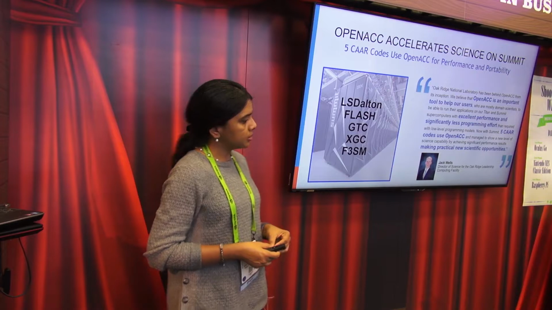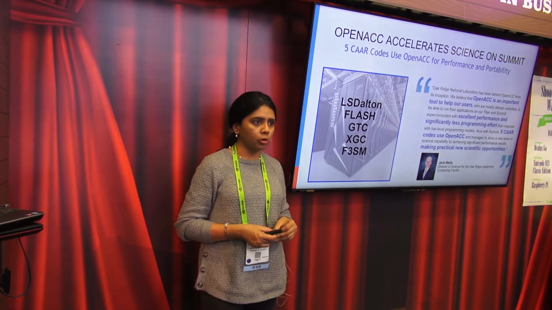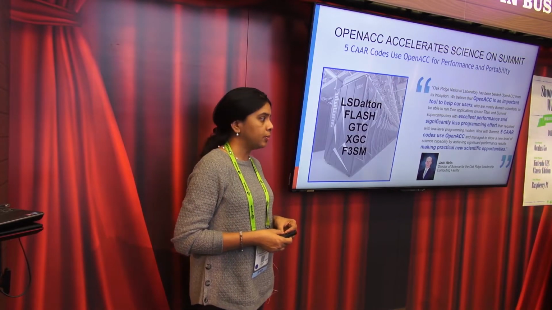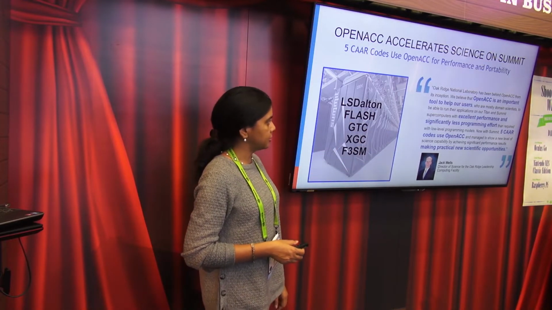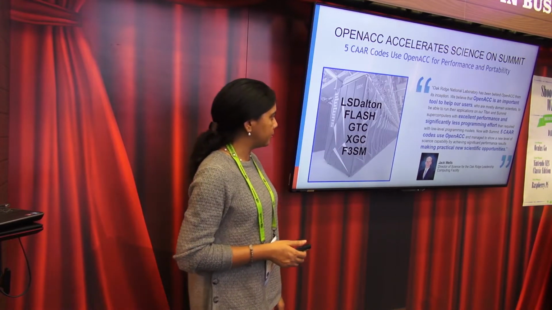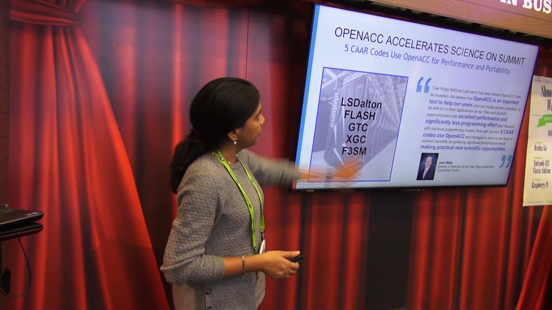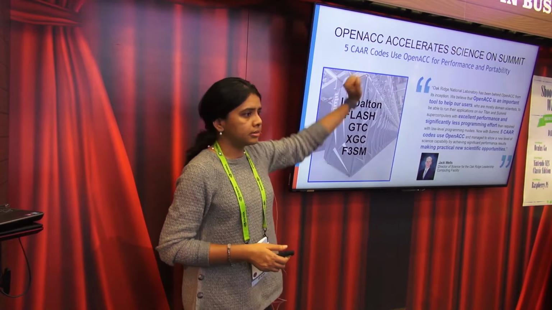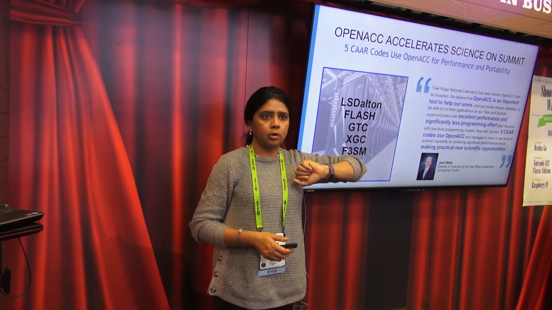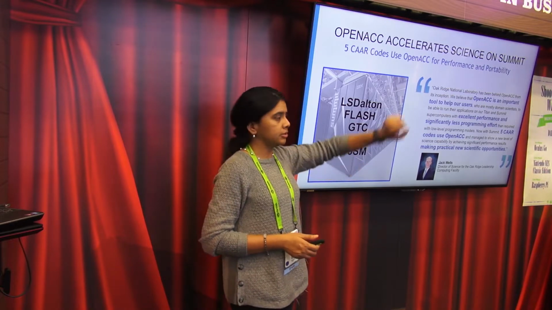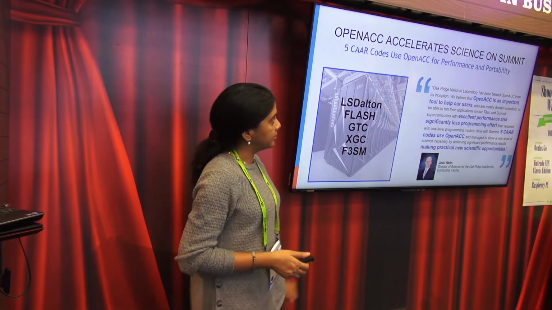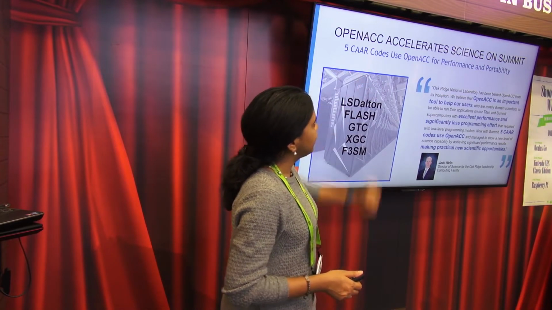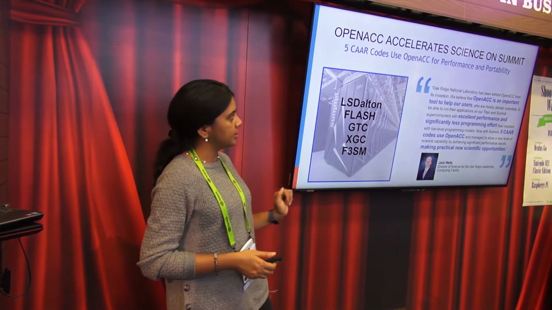So this slide is to give an idea of the kind of codes that have been ported to OpenACC. This is a list of codes: Ellis Dalton, Flash, GTC, XGC, and E3SM, which are 5 of the CAR codes. And CAR is a program, part of the OLCF, the Oak Ridge National Lab program. It's the Center for Application Readiness.